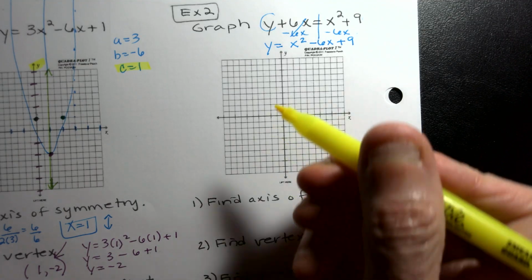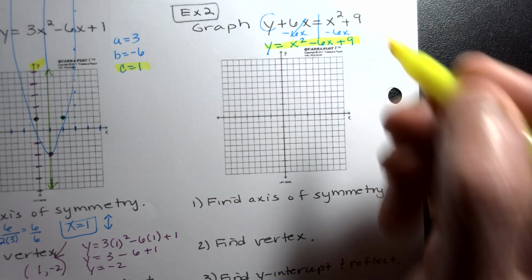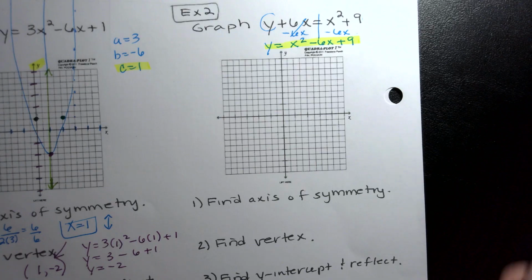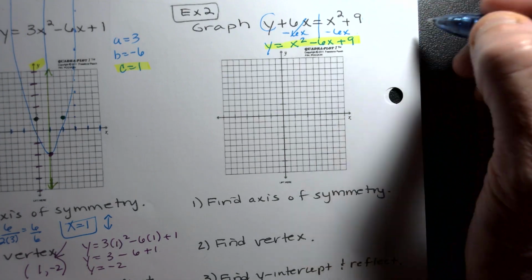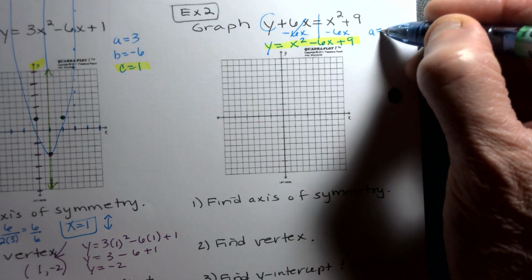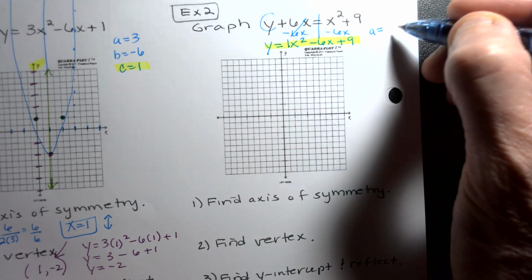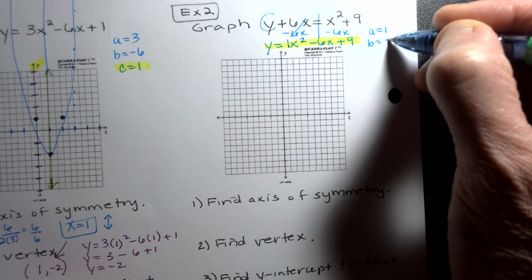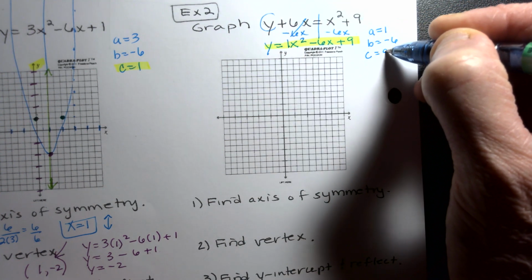I'm just going to highlight that so our eyes focus in on that. Highlighters can be really helpful. And write them here. A equals what? 1. B equals -6. And C equals 9.